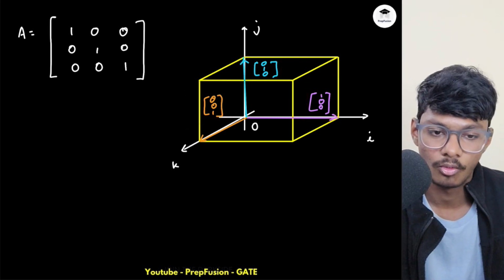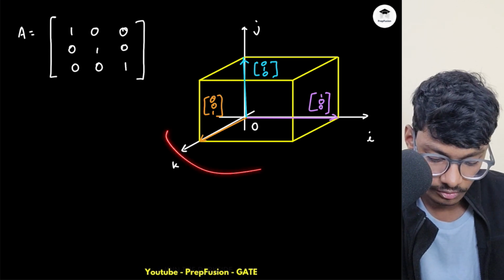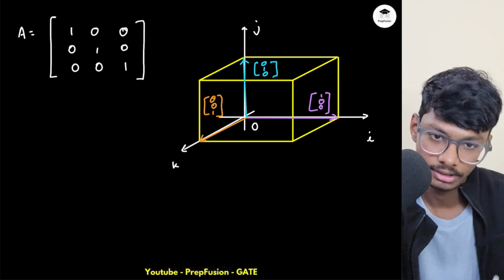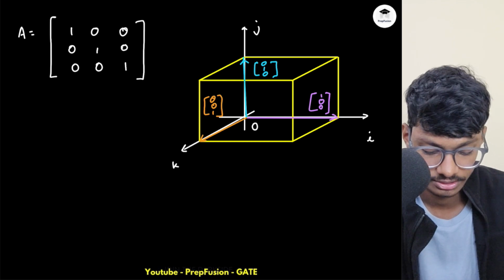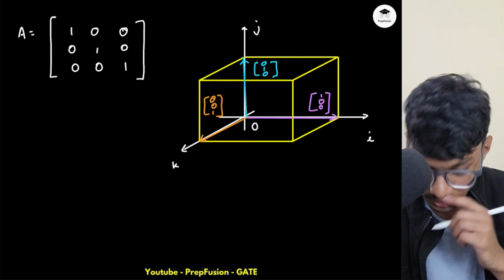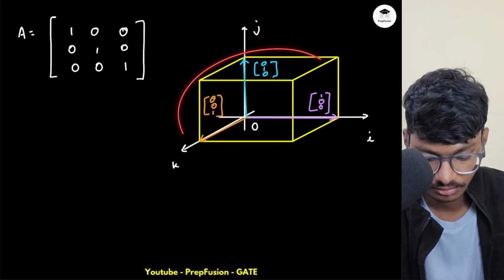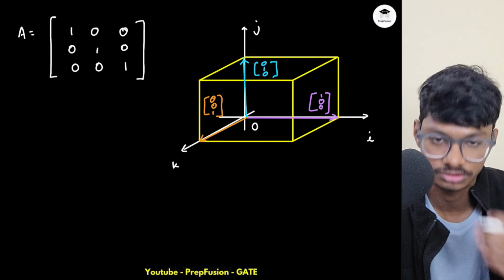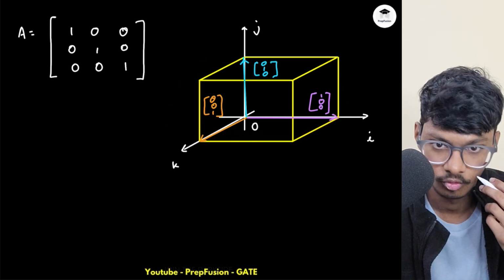Okay, so now what are we doing? Basically again we're doing the same thing only. We're doing the cross product of all these things and then finding the volume. So if you compute this, what you will get is the volume. So for a 3 cross 3 matrix we're computing the volume over here.